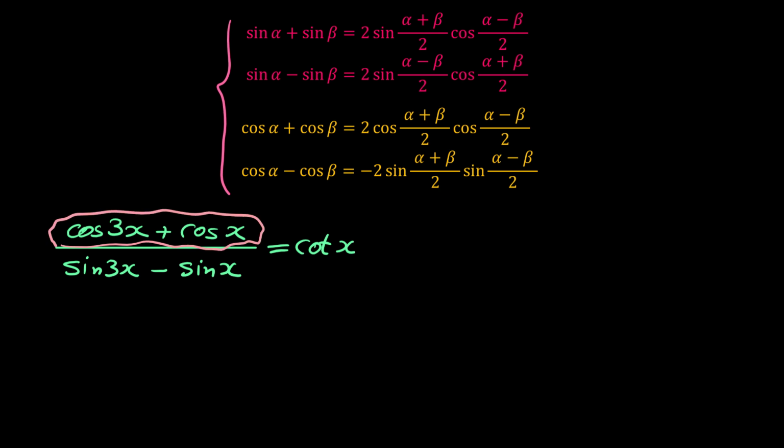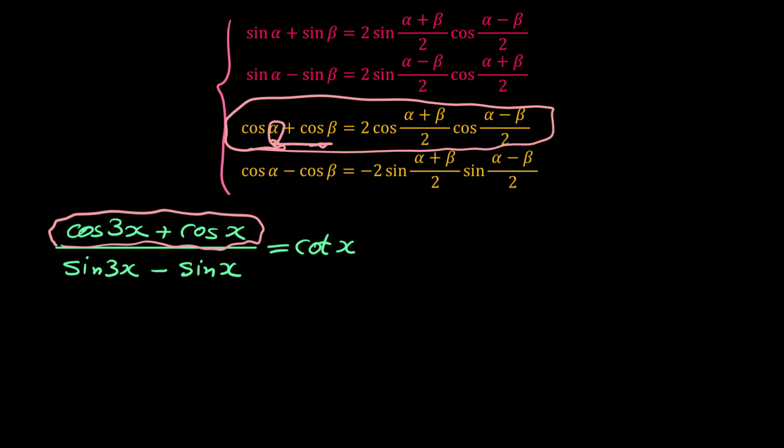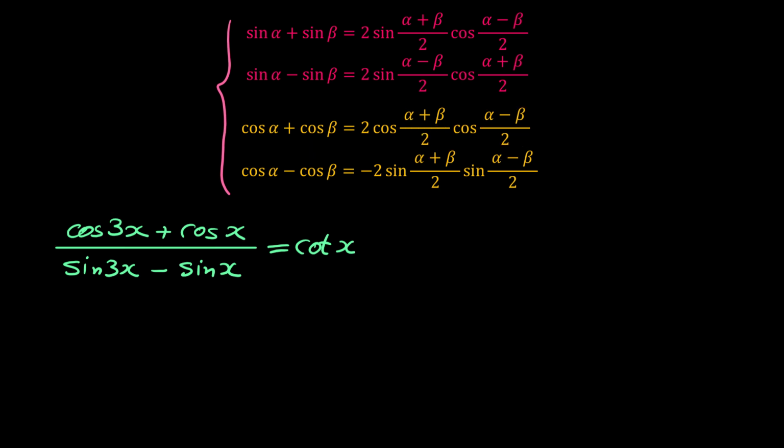cosine of 3x plus cosine of x, we can use this identity. Cosine of any angle alpha plus cosine of beta is equal to 2 cosine of the sum of the angles over 2 times cosine of the difference of the angles over 2. By using this identity, for the numerator, we have 2 cosine of the sum of these two angles. 3x plus x is 4x. But when you add the two angles, you have to divide it by 2.